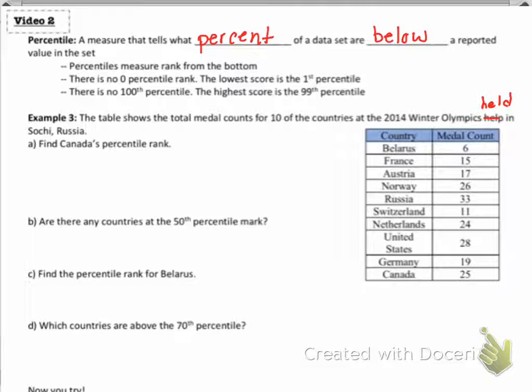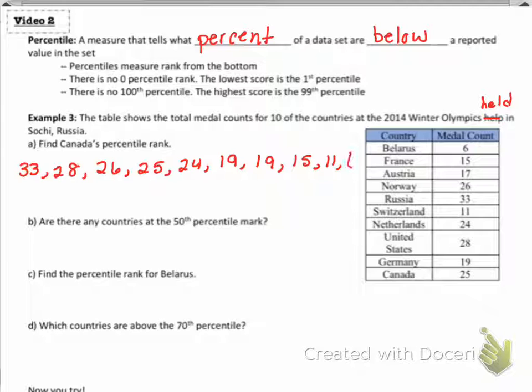So anytime I'm looking at percentile, I want to list the numbers from greatest to least. So I'm going to start with 33, it looks like. So I'll have 33, then 28, 26, 25, 24, 19, 17, I'm almost done, 15, 11, and 6.